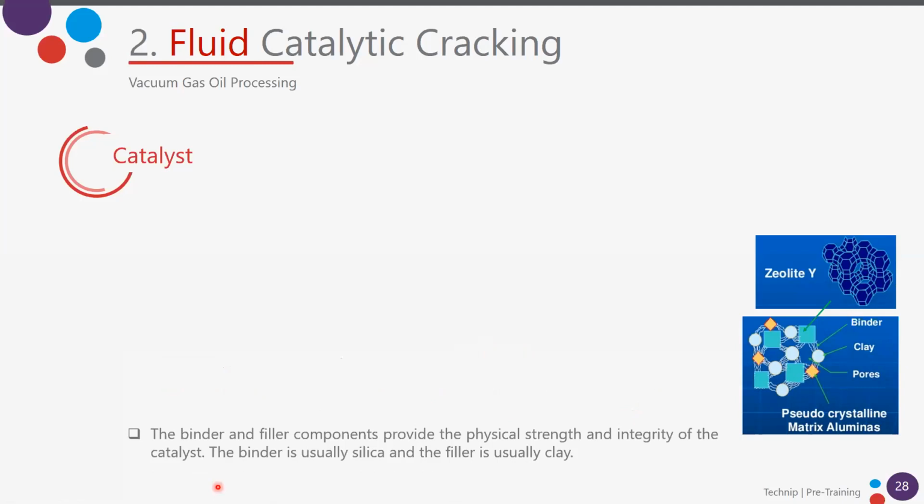Then, of course, we have the other components, the binder and the filler, that provide the physical strength and integrity of the catalyst. The binder is usually silica and the filler is usually clay. So we have our 4 components of the catalyst. We have the zeolite, we have the binder here, you see, joining the clay and the zeolite, and we have also this matrix. Okay, and here of course the pores of the catalyst.